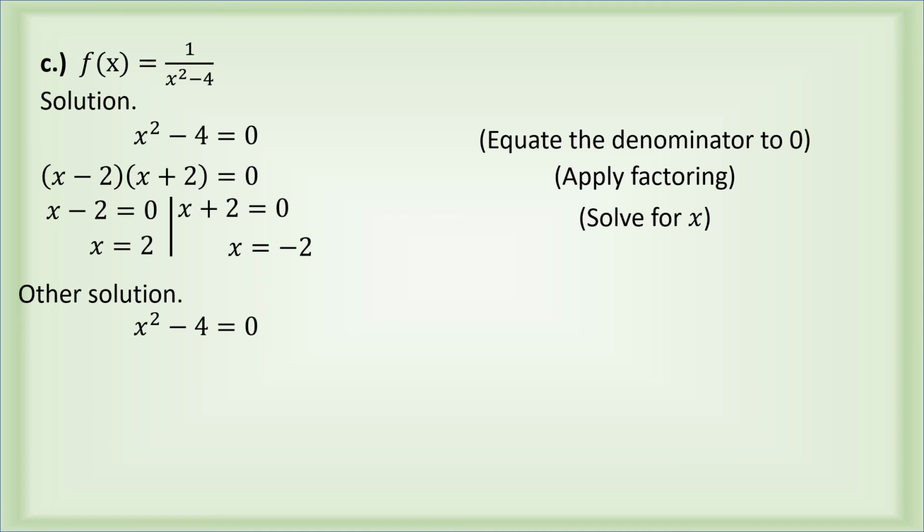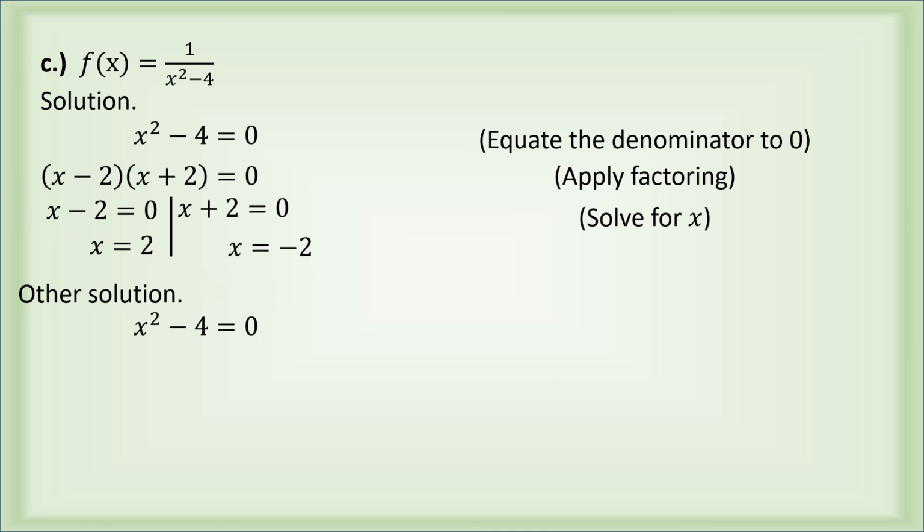Okay, so let's have another example. Given f of x equals 1 all over x squared minus 4, we equate the denominator equal to 0, x squared minus 4 equals 0. Take note, this is a difference of two squares, so we can change this into the form of the quantity x minus 2 times the quantity x plus 2 equals 0, applying factoring. Now we equate x minus 2 equals 0, and we also equate x plus 2 equals 0. Solving for x, we have the solutions x equals 2 and x equals negative 2.